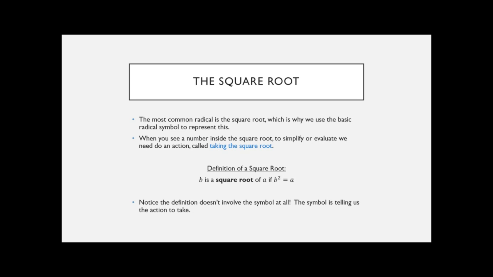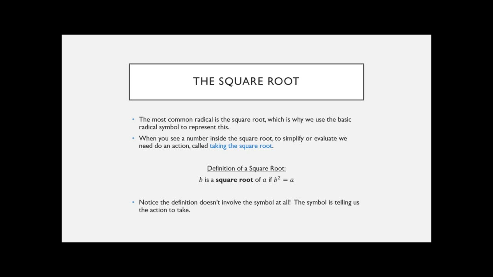So you'll hear something called solving by taking square roots, and that's by doing a square root and then simplifying what's underneath it. This is a specific action that you take, and when you do this action, the square root symbol usually disappears, although there are some situations where it doesn't.